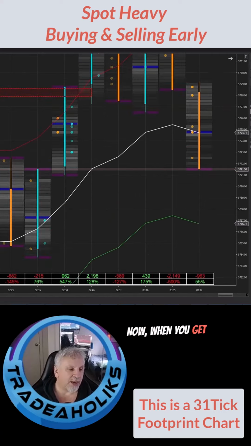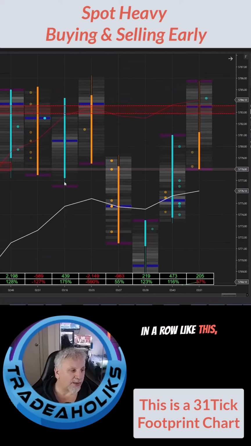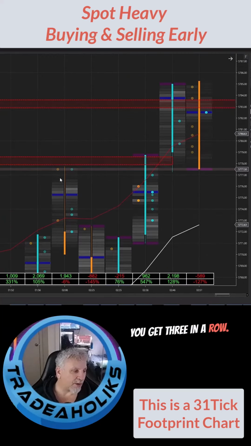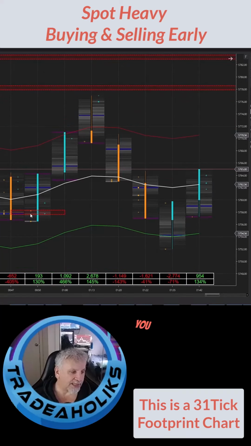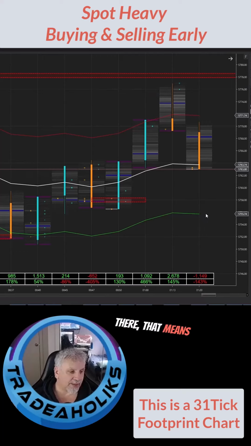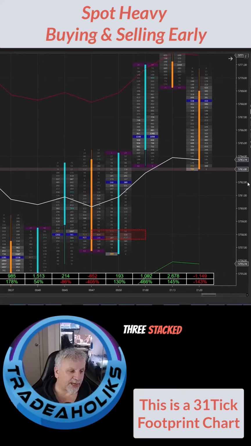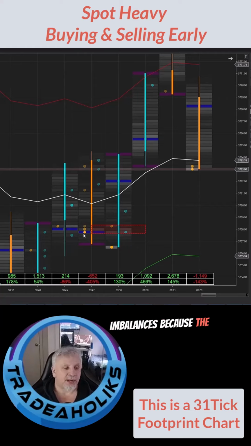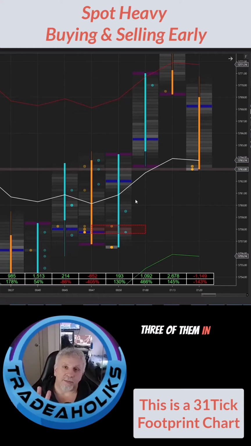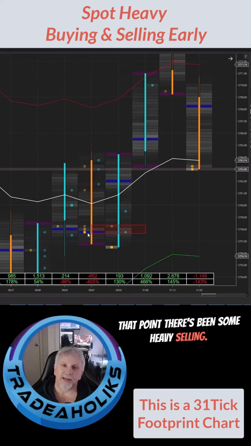Now, when you get three in a row like this, I can find one where you get three in a row. So, the settings I have: when you see that red box there, that means there have been three stacked imbalances. They're called stacked imbalances because the setting I have is that when you get three of them in a row, they call that a stacked imbalance, which means there's a lot more selling at this point, because they're orange ones, than there is buying within that candle at that point. There's been some heavy selling.